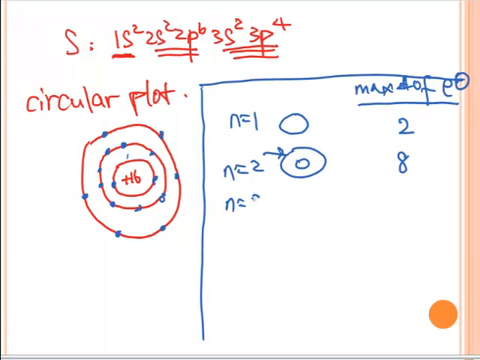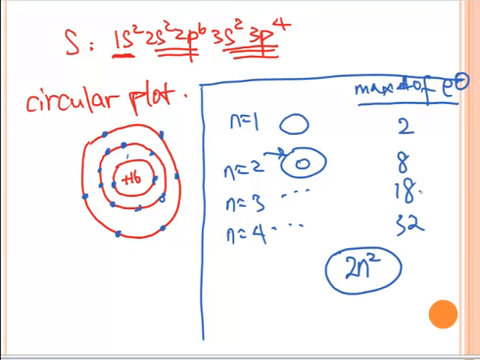For n equals 3, want to take a guess? That would be 18 electrons. And for n equals 4, that would be 32. So the formula is a maximum of 2n squared electrons for each principal energy level. So for the maximum number you can draw on each ring, it depends on which n you're talking about.